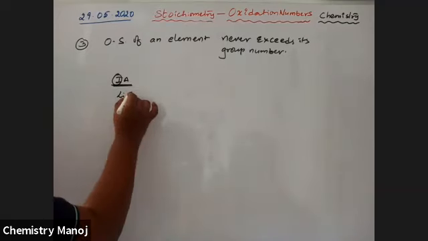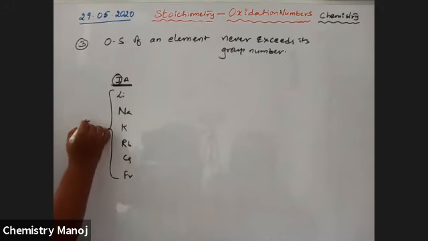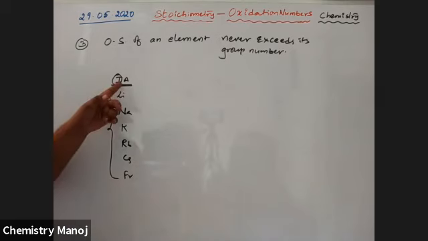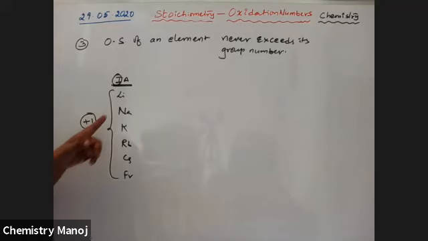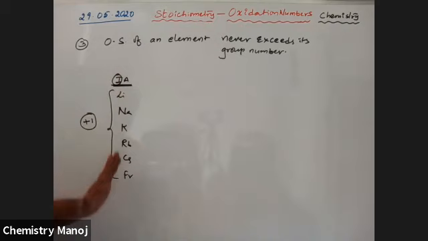For all these elements, the oxidation state is plus 1. Please keep in mind, for 1A group elements, whatever it may be, their value is taken as plus 1. When lithium is there, its value is plus 1. When sodium is there, its value is plus 1. When rubidium is there in its molecules, their values are taken as plus 1. So for 1A group elements, oxidation state is equal to plus 1.